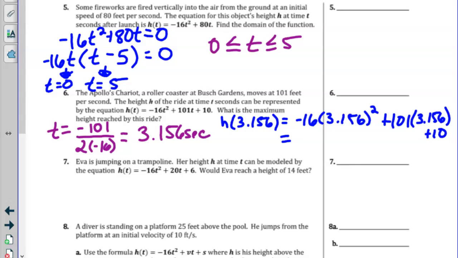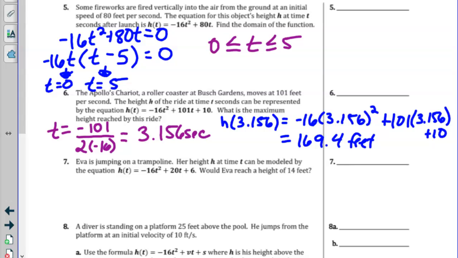169.4. Perfect. 0.4, you said? Yeah, because it's 3 seconds. What's our answer? The exact same thing and you got a different number. Did you square the 3.156? Yeah. Did you add the 10? Yeah. I don't remember. I can come look at it if you want. I put the exact same thing.